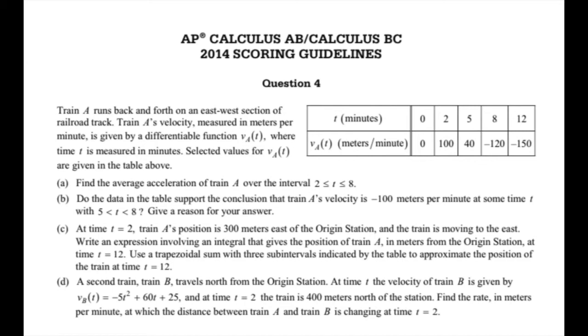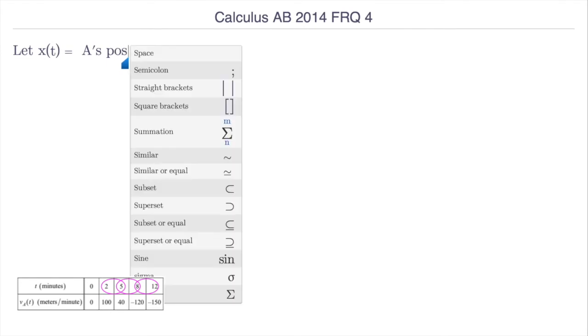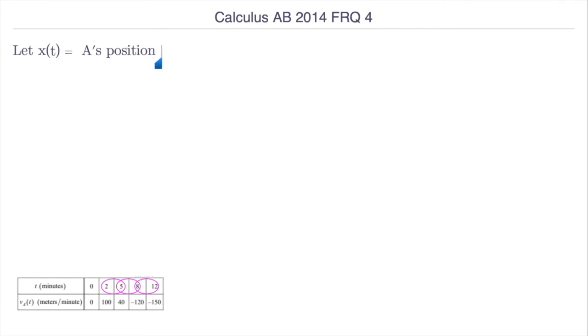So part C is saying using a trapezoidal sum with 3 subintervals indicated by the table, approximate the position of the train at t equals 12. So first thing we're going to do is let x of t, which is position, be A's position at time t.